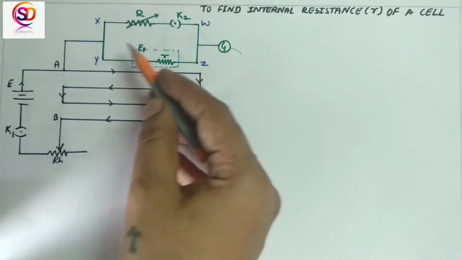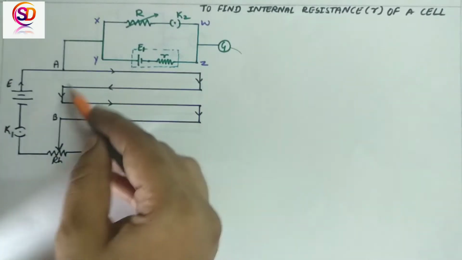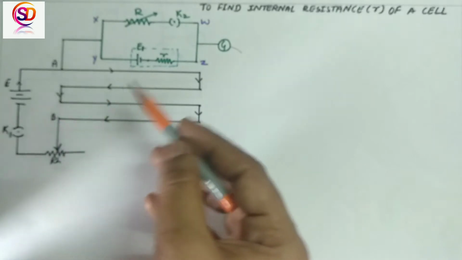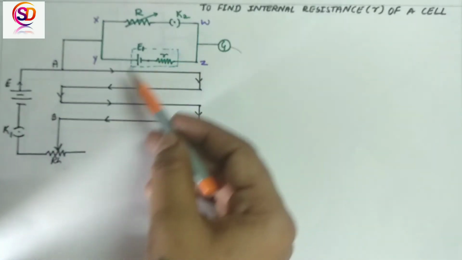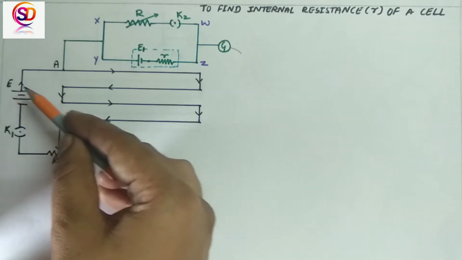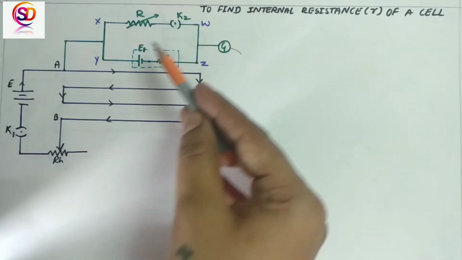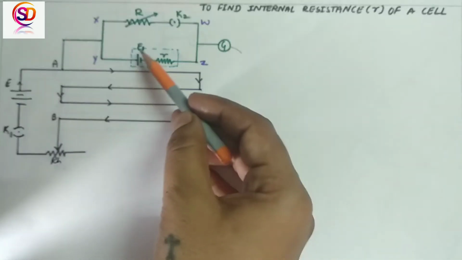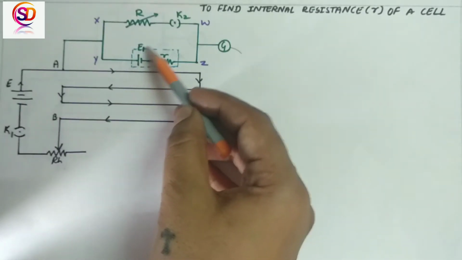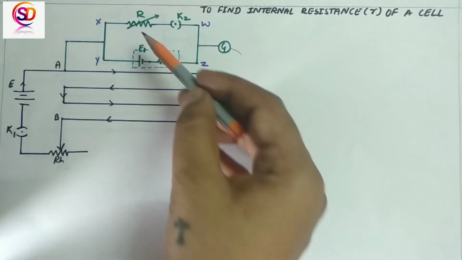which you are going to connect as an extra or external circuit to this potentiometer. Let us see which terms we are indicating here. E is the EMF of the battery. K1 and K2 are the two plug keys. E1 is the EMF of the cell whose internal resistance we are going to determine.